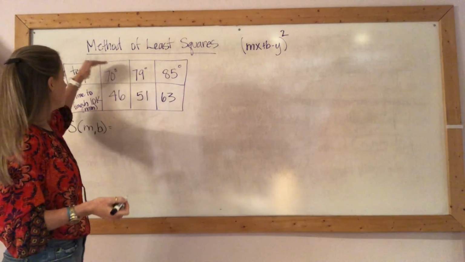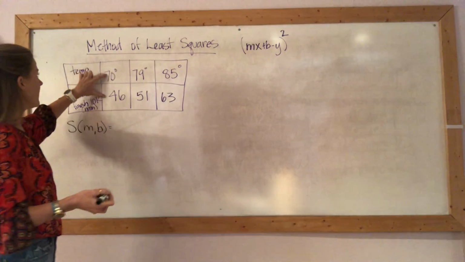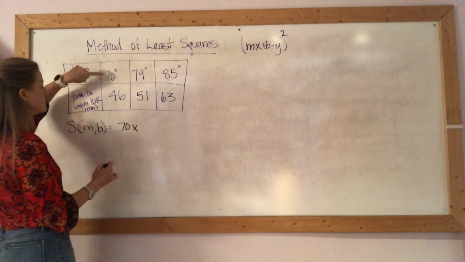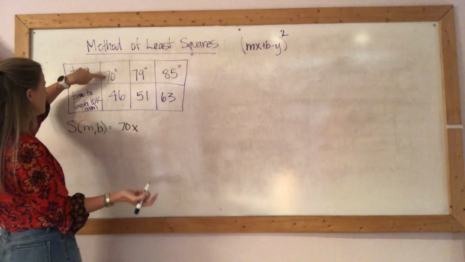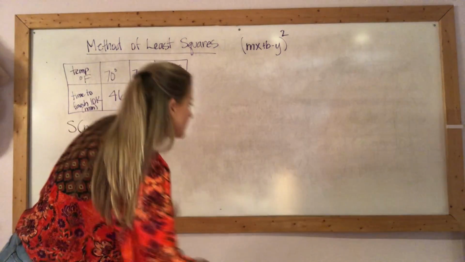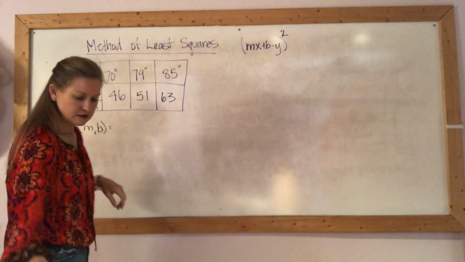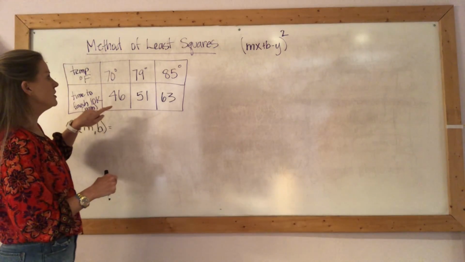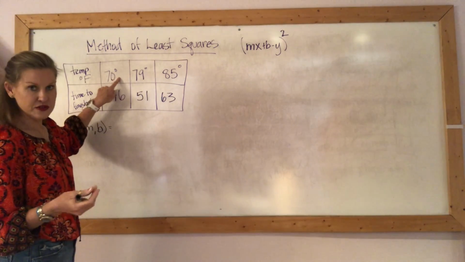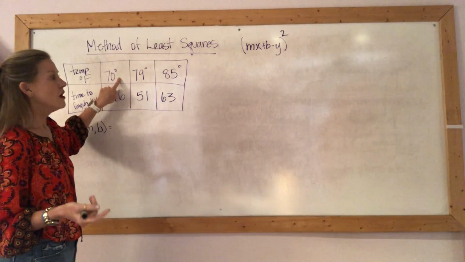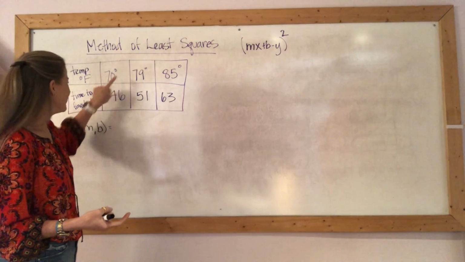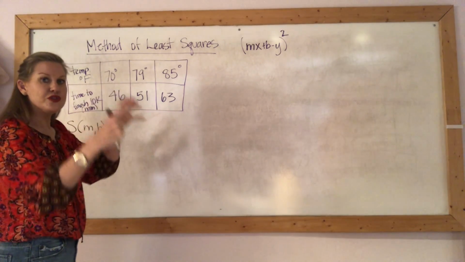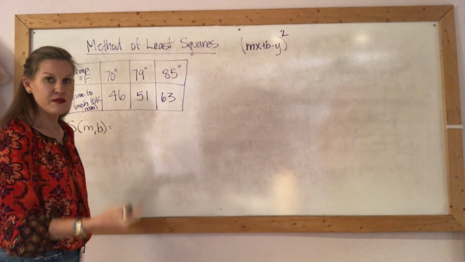So the way it works is, for every single point, I am going to do m times x, so the value of x for that particular point, plus b, the letter b, minus the y value for that point, quantity squared. And I do that for every single point as I move along.